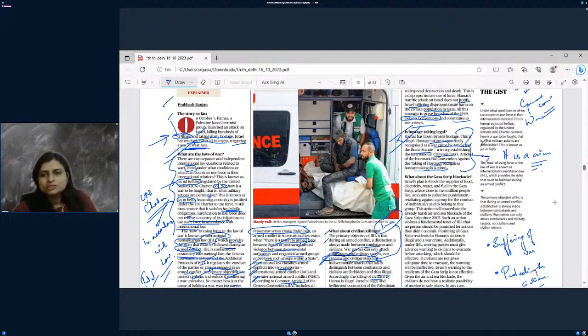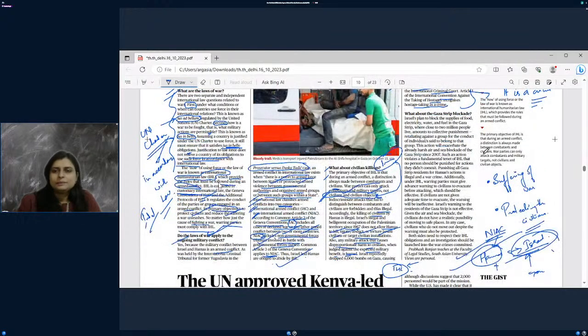What about the Gaza Strip blockade? Israel's plan to block the supplies of food, electricity, water, and fuel in the Gaza Strip, where close to 2 million people live, amounts to collective punishment, retaliating against a group for the conduct of individuals said to belong to that group. This action will exacerbate the already harsh air and sea blockades of the Gaza Strip since 2007.